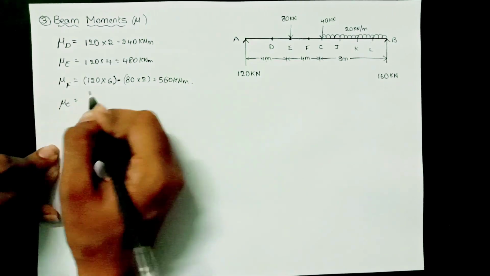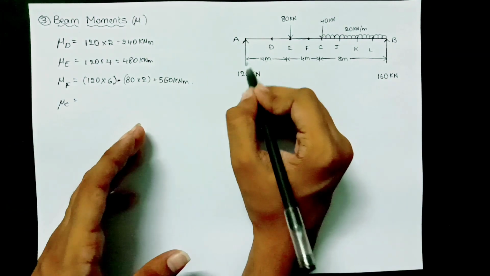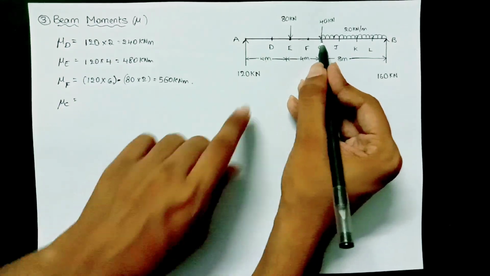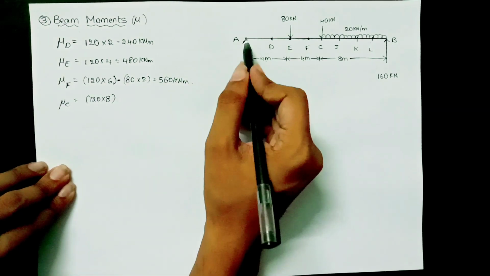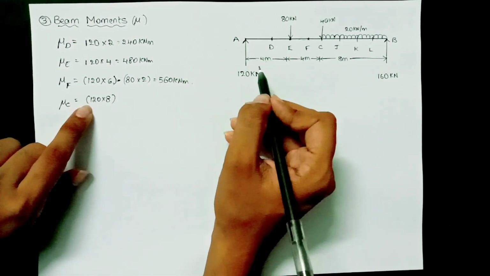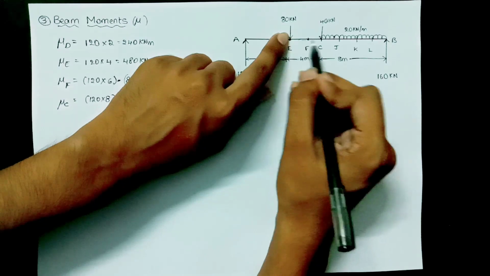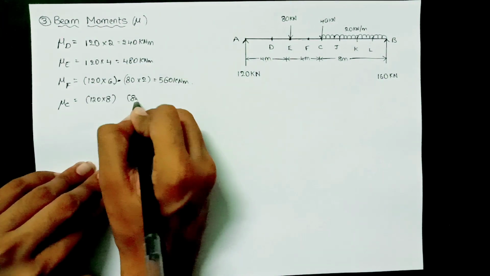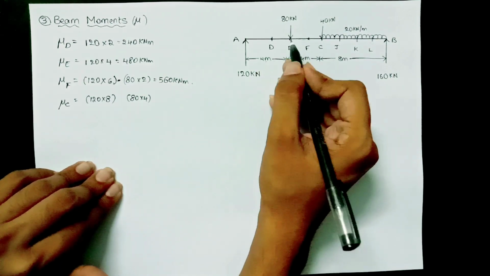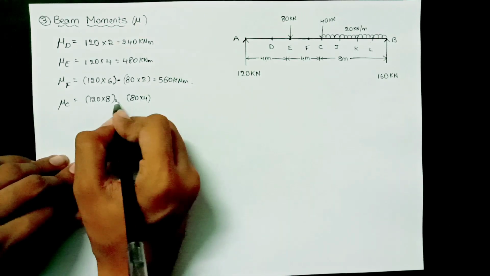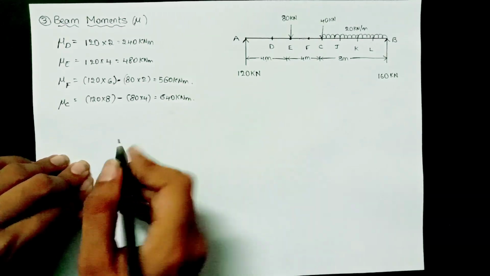Now again mu C. If I take the moment about this point, again starting from the left side, 120 into perpendicular distance 4 plus 4, 8. So 120 into 8. This reaction is moving the beam in the upward direction, it is a sagging moment, so positive. Again, considering the left side, there is also a load, so 80 into the perpendicular distance 4. 80 into 4: this load is making the beam bend downward, that means hogging moment, so negative.